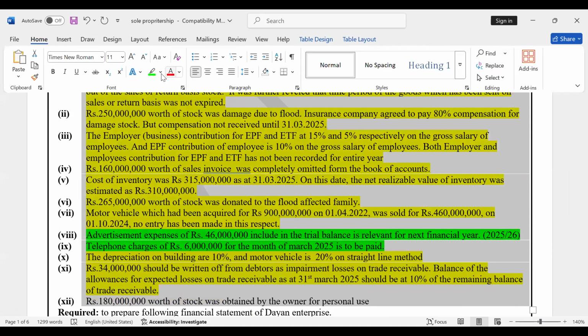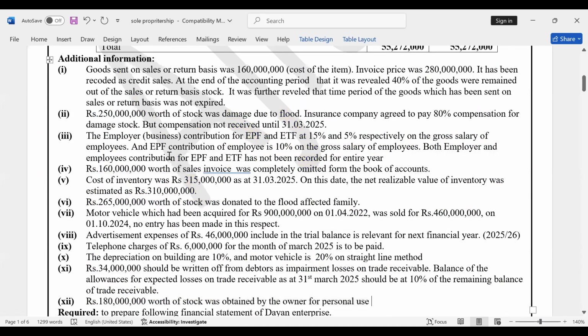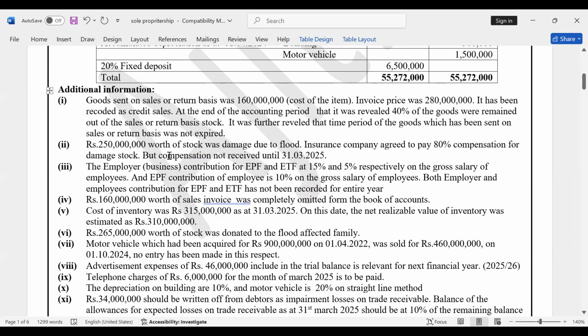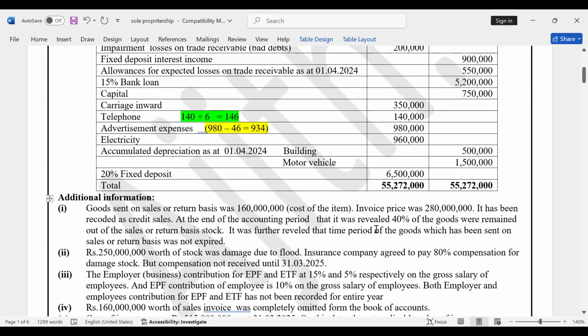Interrelated: if it has given sales invoice complete omitted, if it has given goods sent on sale or return basis, as well as at the same time inventory adjustment, bad debts and doubtful debts adjustment should be done together. And in this example given, EPF and ETF also, disposal adjustment available, damage stock available, donation available, drawings available, prepaid and accrual expense available, all the normal adjustment is given in this example. Think we are going to discuss how to prepare financial statement to provide information to the interested party to take decision about the business organization.